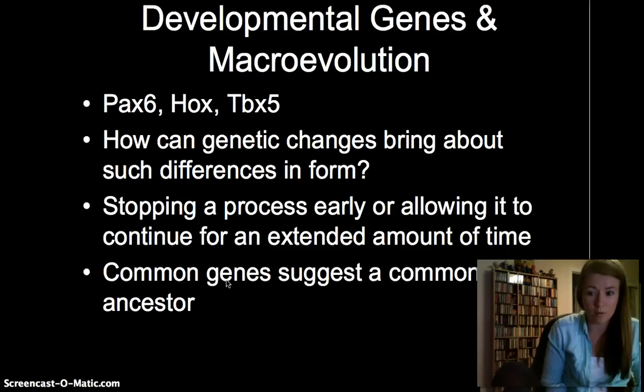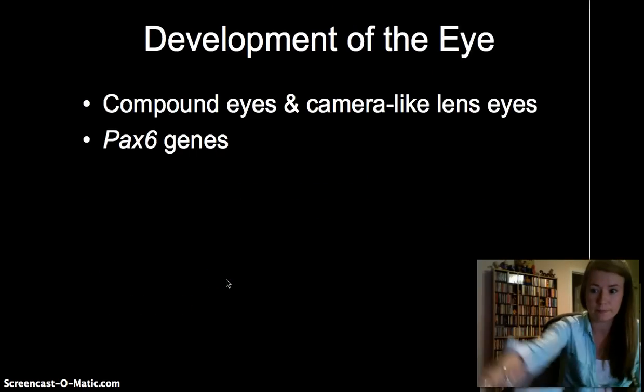But the fact that we all rely on these developmental genes suggests a common ancestor. So the fact that we all have PAX6, HOX, and TBX genes suggests that somewhere along the line we share a common ancestor, and that's where those developmental genes came from.